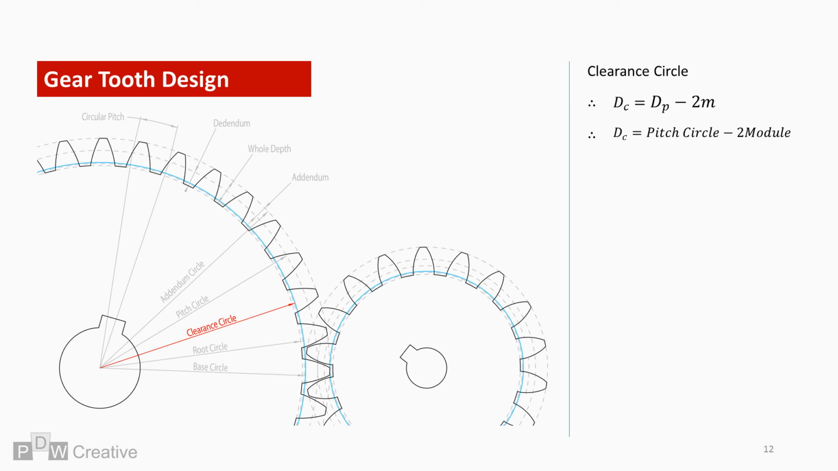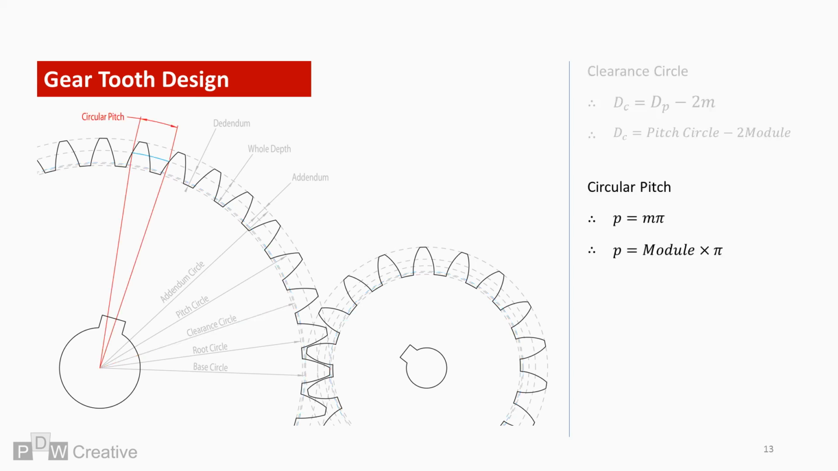So the clearance circle should now be a formality. It must be larger than the root circle, and it intersects with the addendum circle of the meshing gear. The pitch circle is found by deducting 2 times the module. The circular pitch is the length of the arc from any given face or point of one tooth along the pitch circle to the corresponding face or point of the next tooth. It is essential for calculating the module and vice versa, and the calculation is module times pi.